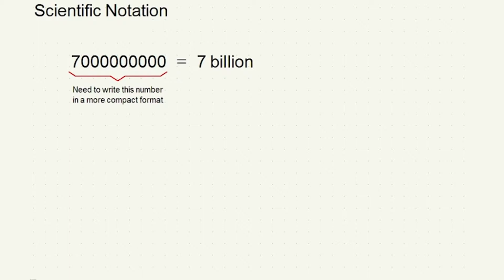To do that, I'm going to start off by rewriting 7 billion as the product of two numbers. 7 times 1 billion equals 7 billion. That makes sense, right? But how does this help us write the number in a smaller way? I mean, if anything, now it looks bigger than it was to begin with. Well, that's where the last step comes in.